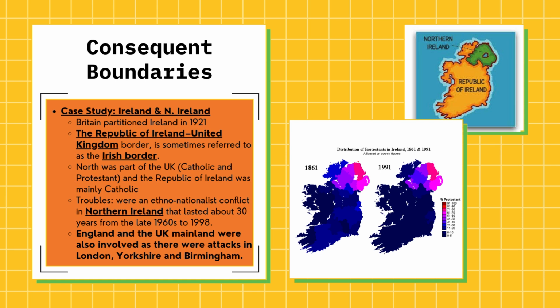Well, Northern Ireland was a mix of Catholics who wanted to join Ireland and Protestants who wanted to stay with the UK. So this led to decades known as the Troubles, from the 1960s to 1998. Think of this as like a family argument that got way out of control, with actual violence and bombings.